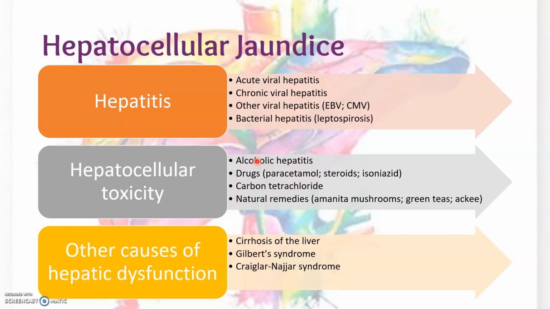You need to know that the AST to ALT ratio has traditionally been used to differentiate between alcoholic liver disease compared to viral liver disease. Patients with an AST to ALT ratio more than 1, and particularly those with an AST to ALT ratio of more than 2, are likely to have alcoholic hepatitis if they present with a hepatitic picture.